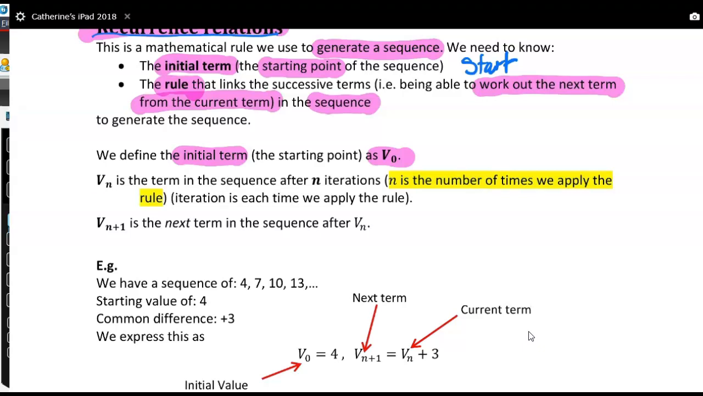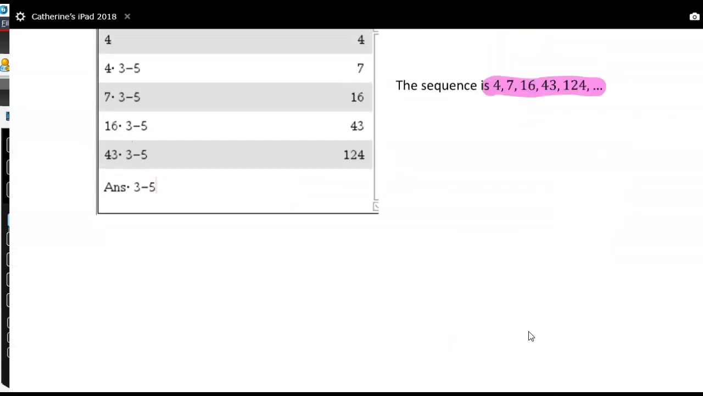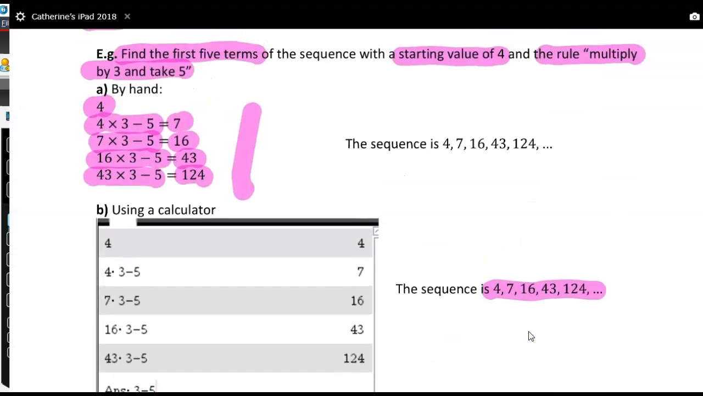Okay. Vn is the term in the sequence after n iterations. So, n is the number of times that we've applied that rule. So, iterations is each time we apply the rule. So, think about it with this past example. So, here, my V0 would be 4. My V1 is 7 because I've applied the rule once. So this is an iteration of that rule.